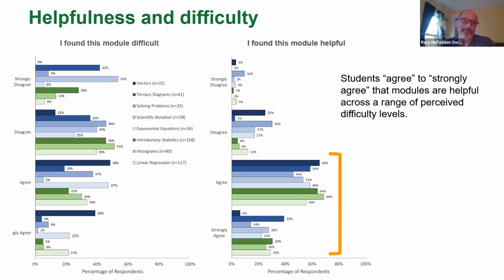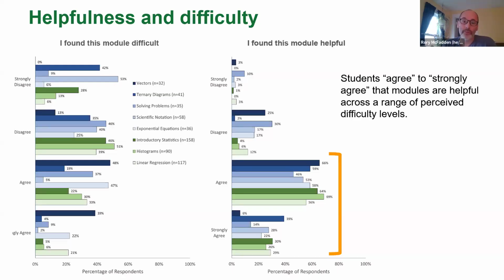Then we also want to think about what the students thought about these when they were doing them. So this is the first set of modules that we looked at. The left graph is showing the Likert scale of what students thought the difficulty level was. And what you might see is that all the blue ones are more math-oriented skills, and the green are more statistics-oriented skills, and there's a range of difficulty. Students found the vectors and exponential equations difficult, and they found the intro stats and the scientific notation less difficult.